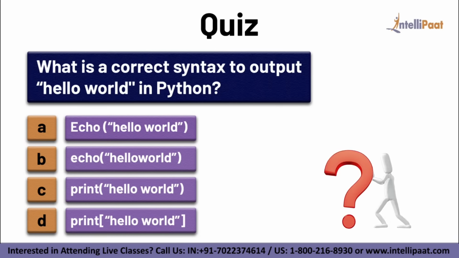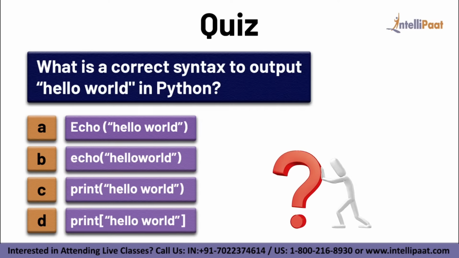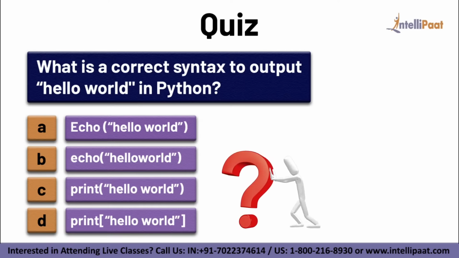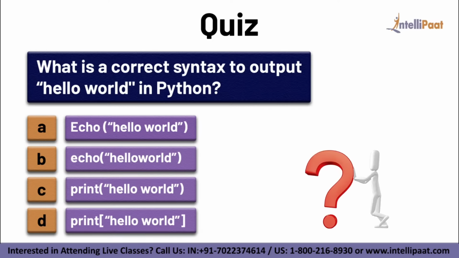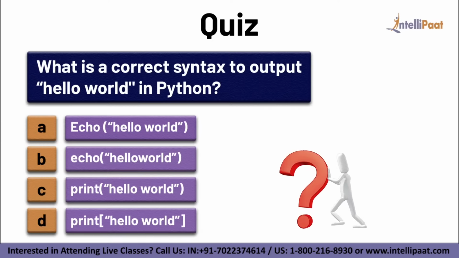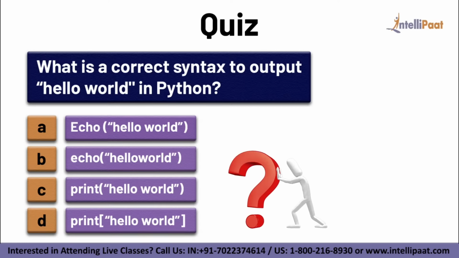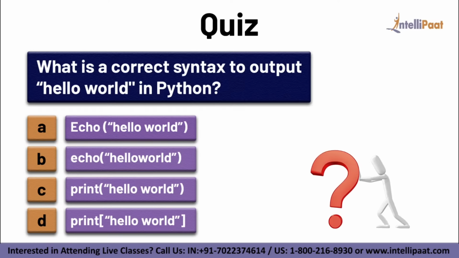So now let's look into a quiz and please try to answer it in the comment section or in the live chat. Now, what is the correct syntax to output hello world in Python? A, echo hello world; B, echo parenthesis quotations hello world; C, print parenthesis quotation hello world; or D, print square brackets and quotations hello world. So choose the right answer, put the answers in the comment section.